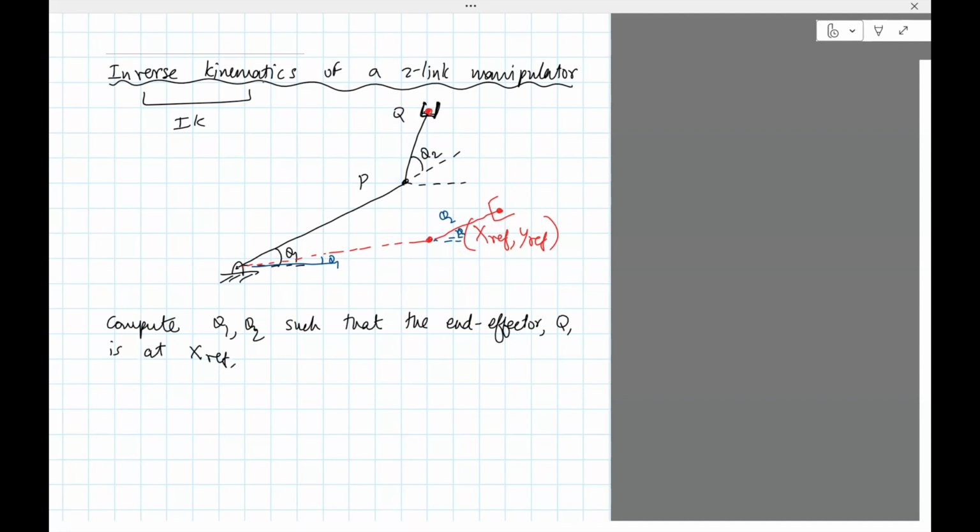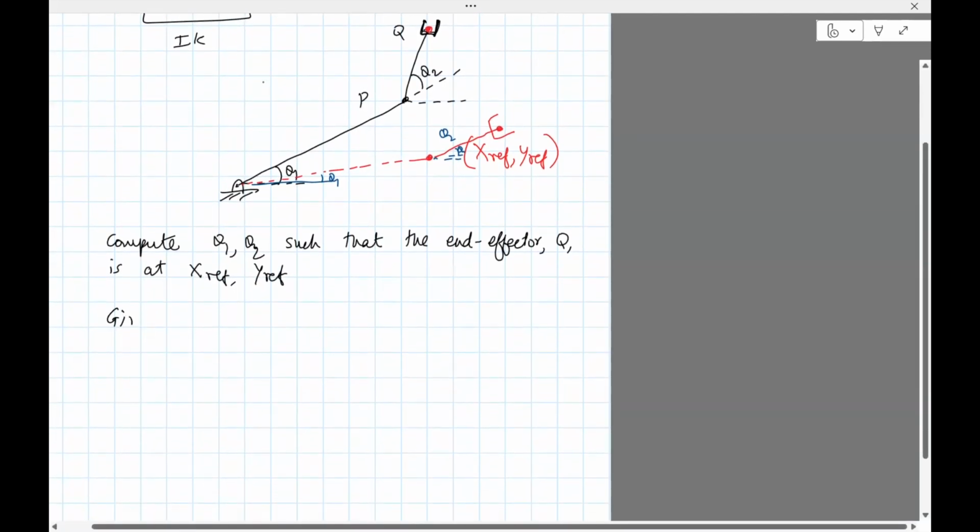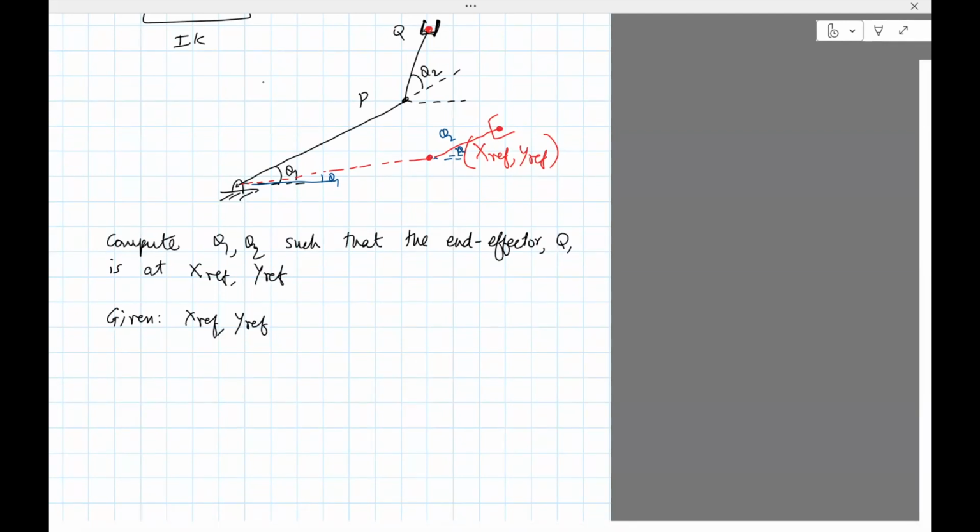Is that X ref, Y ref? So what are the things which are given? X ref, Y ref. Ref means, in this case, reference. L1, L2 are given, and sorry, the unknowns are theta 1 and theta 2. So this is the IK problem.